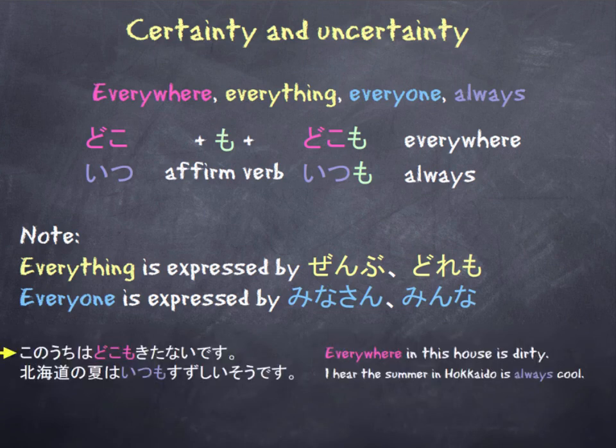For example, everywhere in this house is dirty. この家はどこも汚いです. So we can see here that we have an affirmative verb, which is des, and we've included our question word, which is dokomo, directly before the adjective. And in our second example, I hear the summer in Hokkaido is always cool. 北海道の夏はいつも涼しそうです. So again, we're finishing our sentence with an affirmative verb, des, and again, our question word comes directly before the adjective.